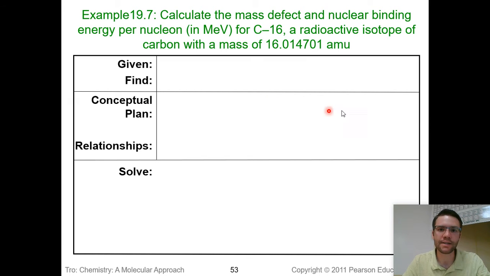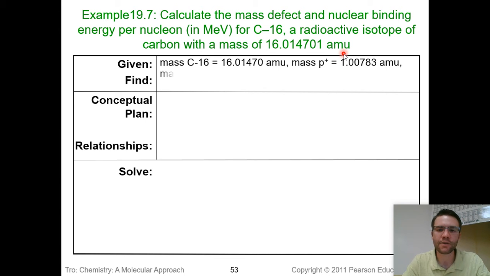So let's look at an example of how we calculate binding energy. In this problem, they want us to calculate the mass defect, how much mass is lost when it binds in the nucleus, and the nuclear binding energy per nucleon. What does that mean? Per particle in the nucleus, so per proton and neutron, in mega electron volts for carbon-16. And it gives you the mass of carbon-16. We wouldn't know this off the top of our heads. You'd have to have that given to you in your problem there.